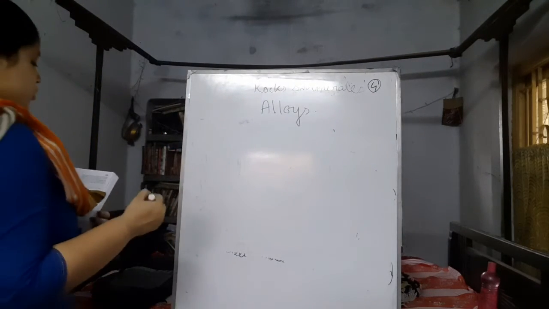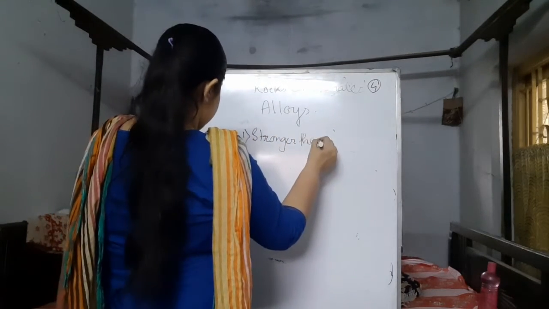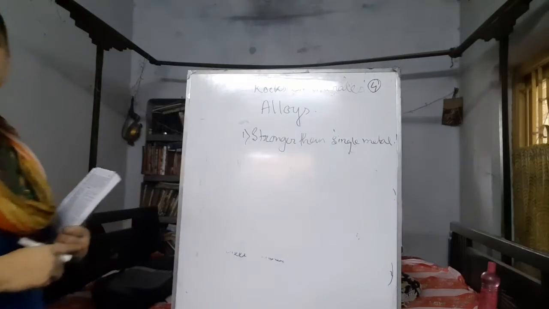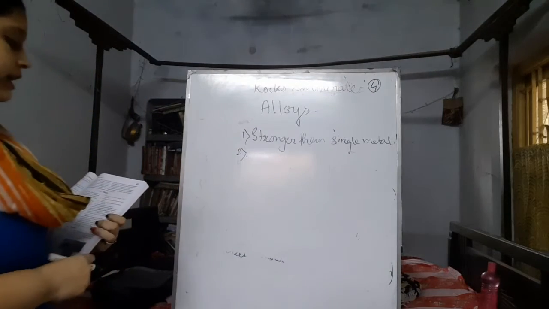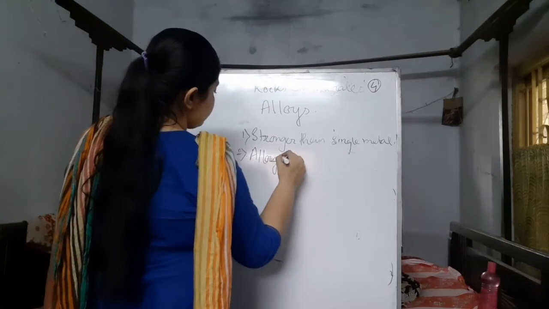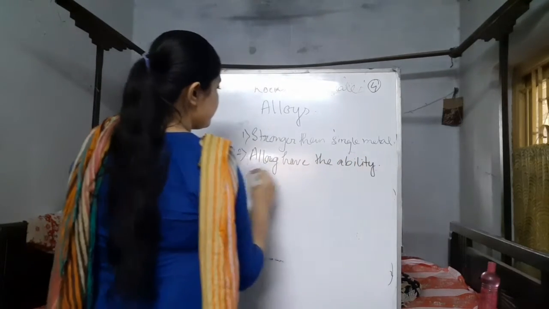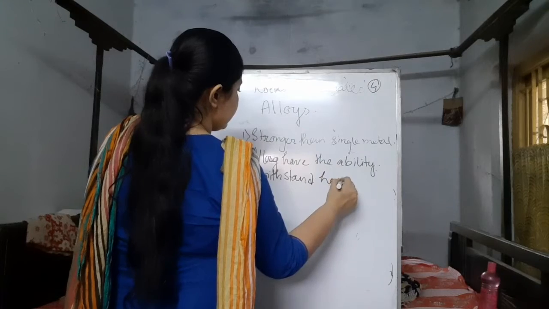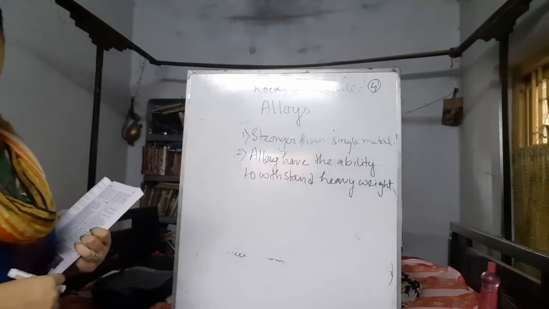Alloys are stronger than a single metal. This is the first advantage of alloys. Secondly, an alloy has the ability to withstand heavy weight. That is why we use alloys instead of pure metals.